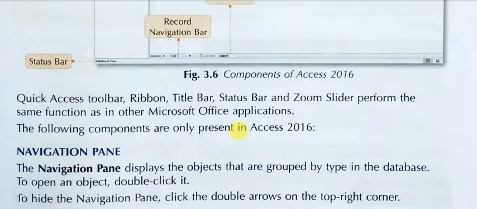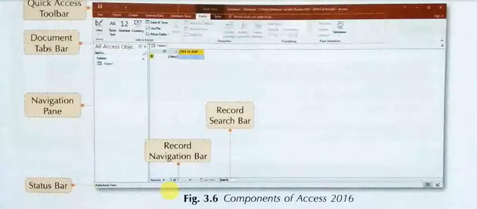The first one is the navigation pane. So the navigation pane displays the objects data grouped by type in the database. To open an object, double click it. To hide the navigation pane, click the double arrows on the right corner. Okay, so this is the navigation pane.